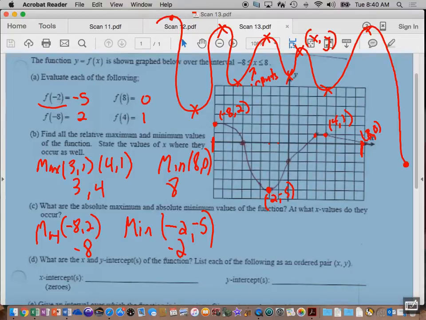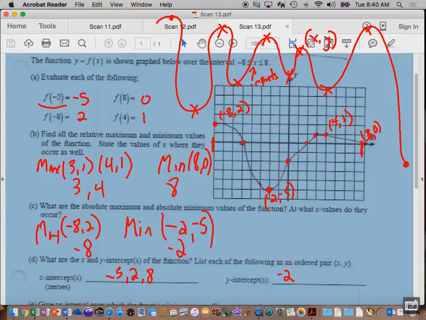All right, so now, state the x and y intercepts. Well, the y-intercept is wherever it crosses the y-axis, so at this point, the y-intercept is -2. And the x-intercepts are the same things as the zeros. So that would be -5, 2, 8. Okay? So, all you have to do on this question is look at the graph and then figure out what pieces of the graph represent the picture.